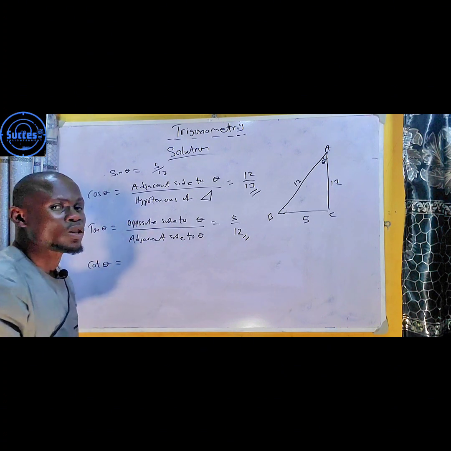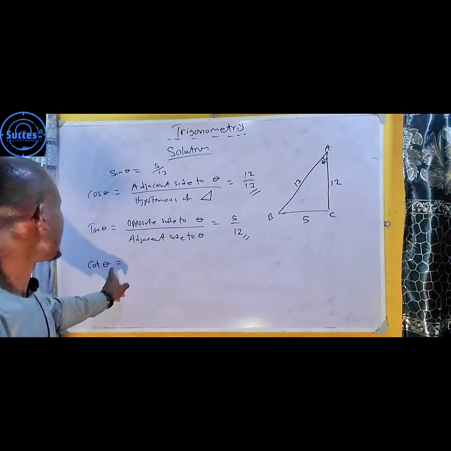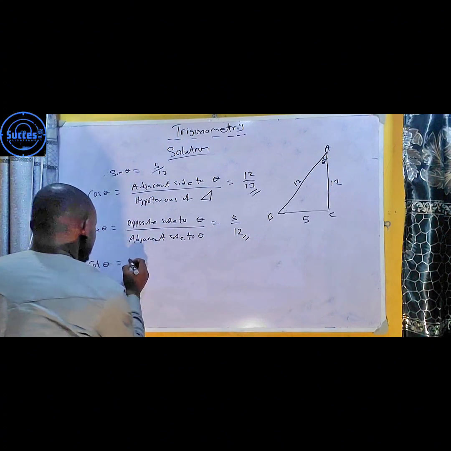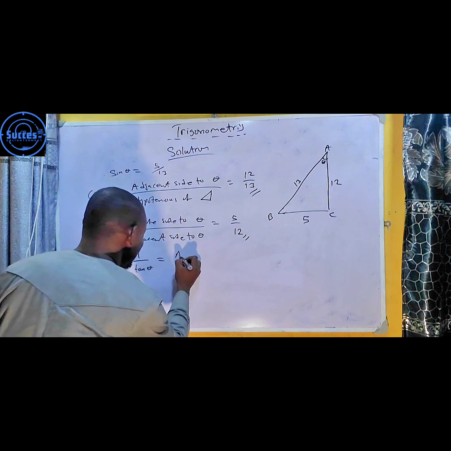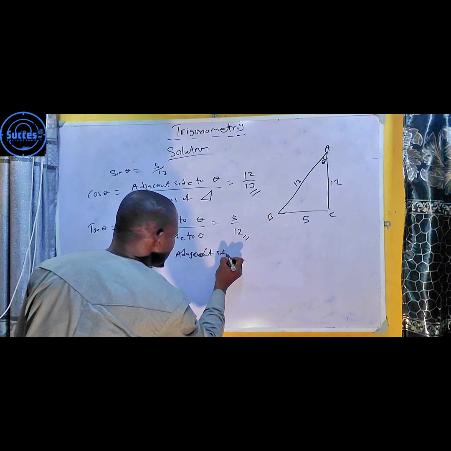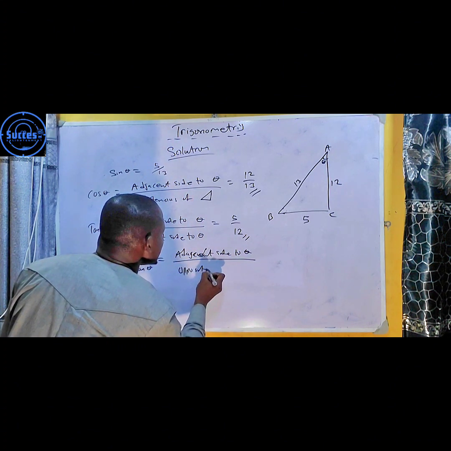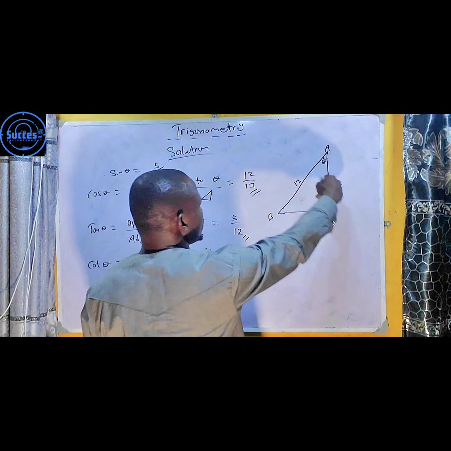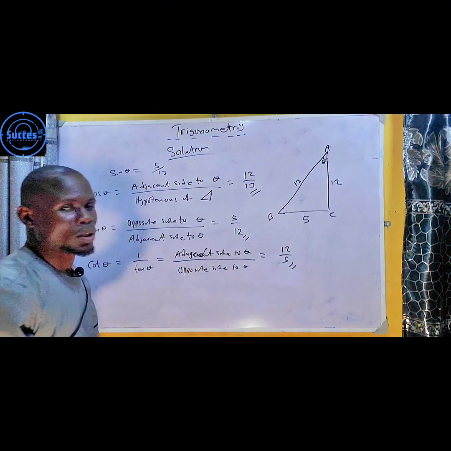Now don't make the mistake. You know cot theta is the reciprocal of tan theta, that is adjacent over opposite. Don't just go and say cot theta is 12 over 5. It's not like that. You start by writing cot theta equals 1 over tan theta, equals the adjacent side to theta all over the opposite side to theta. Therefore, the adjacent side to theta is 12, the opposite side is 5. Now you are done with your cot theta.